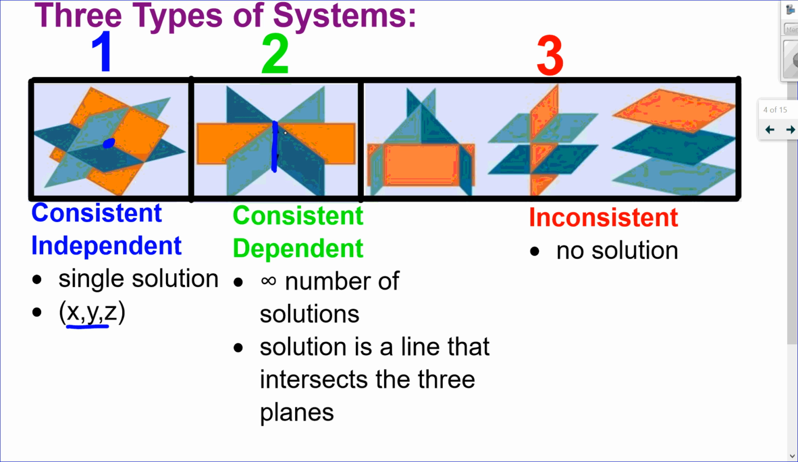And the third type of system that you can have is called an inconsistent system, which is no solution, meaning that all three planes don't intersect. So you can see in this example here, we have two of the planes intersecting, but we don't have all three. This one here, we just have two of the planes, the orange with the green, the orange with the blue. And in this last example, none of the planes intersect. So those are the three different types of systems that we'll be looking at.